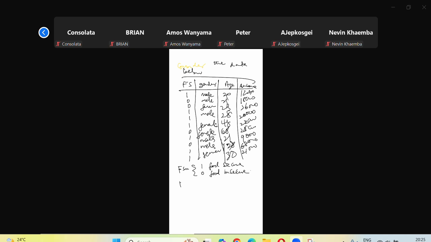Then we know that FS will follow Bernoulli. Once we see 0 and 1, we know it's Bernoulli. Is that okay? Yes. Then what is the link function for Bernoulli? Logit. Logit is equal to beta naught plus beta 1 gender plus beta 2 age plus beta 3 income. Is that okay? Yes.